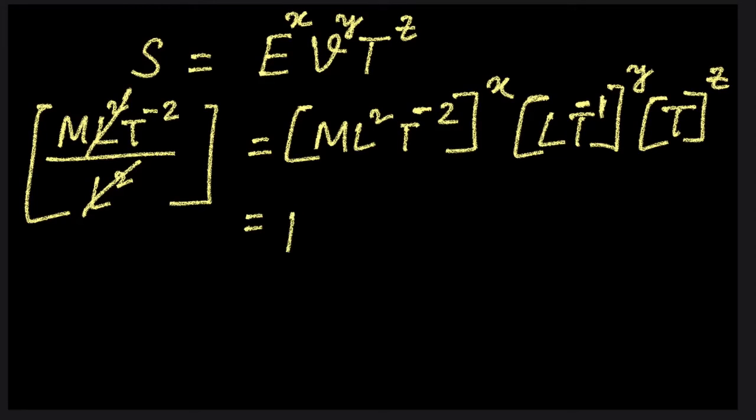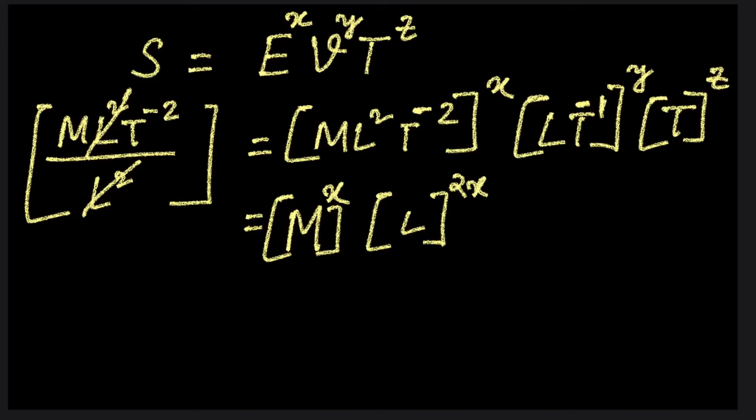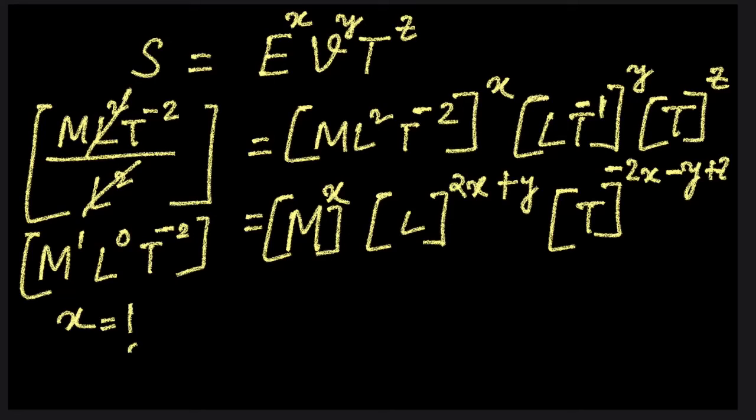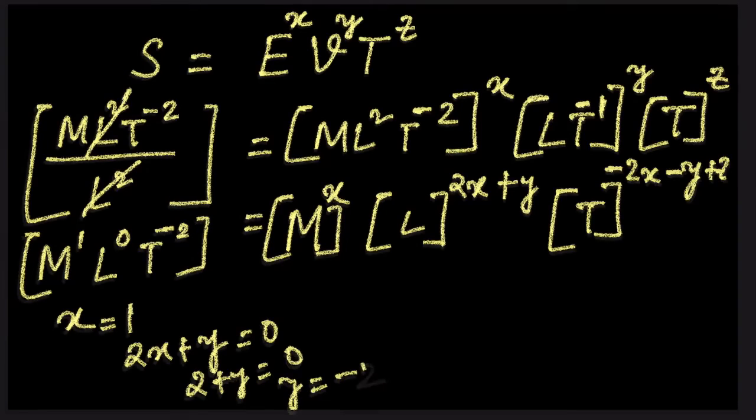So we see here M is to the power of x, L is to the power of 2x plus y, and T is to the power of minus 2x minus y plus z. And on the left hand side I have M to the power of 1, L to the power of 0, T to the power of minus 2. So if I equate the powers very easily, I can see x is equal to 1, 2x plus y is equal to 0. So 2 plus y is equal to 0, y is equal to minus 2.